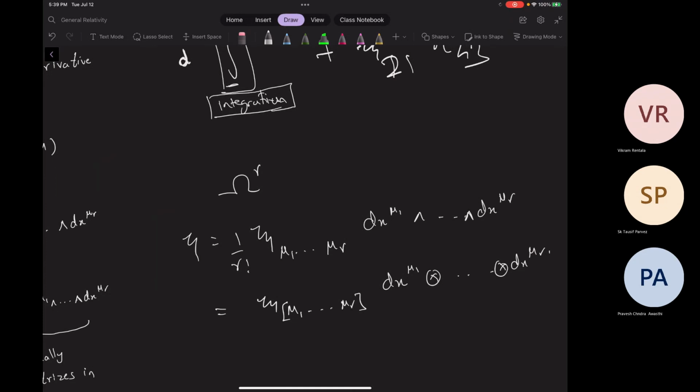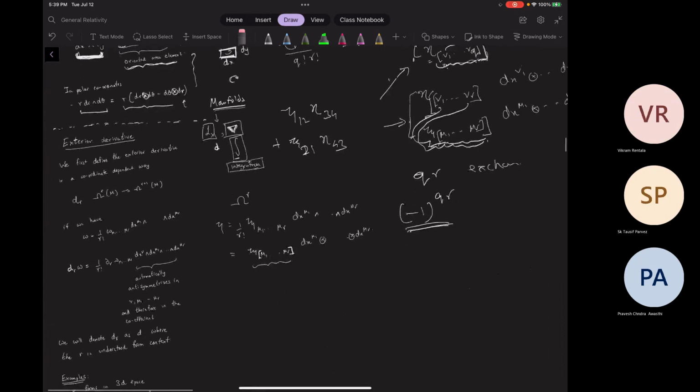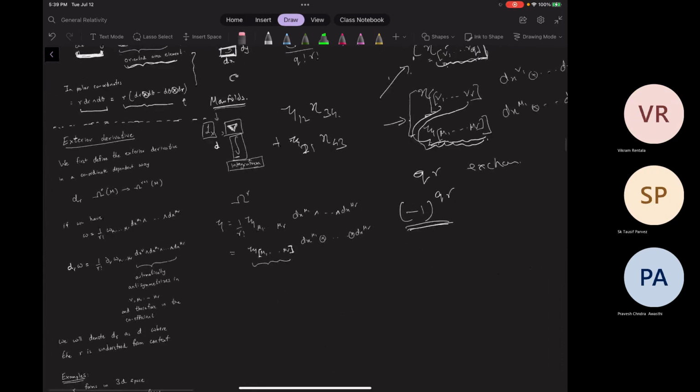In a book like Wald, you will typically see something like this, where they only talk about the coefficients and about anti-symmetrization of the coefficients. What is the reference for this? Oh, sorry, I should have said at the beginning. All of this is from Nakahara, chapter 5, just resuming after Lie derivatives.